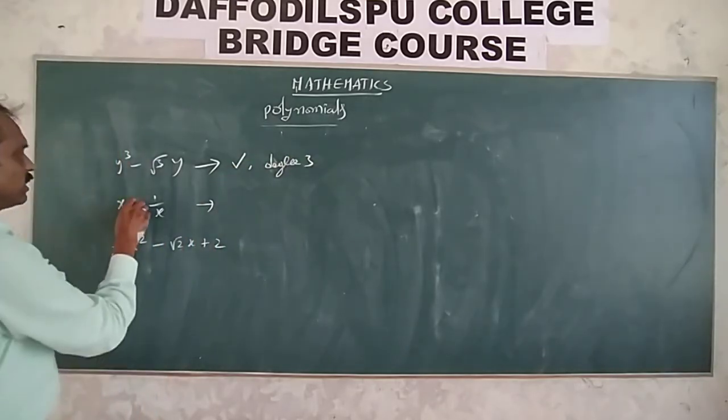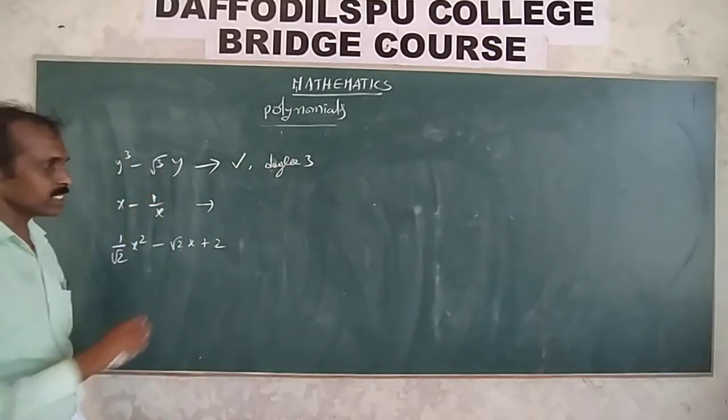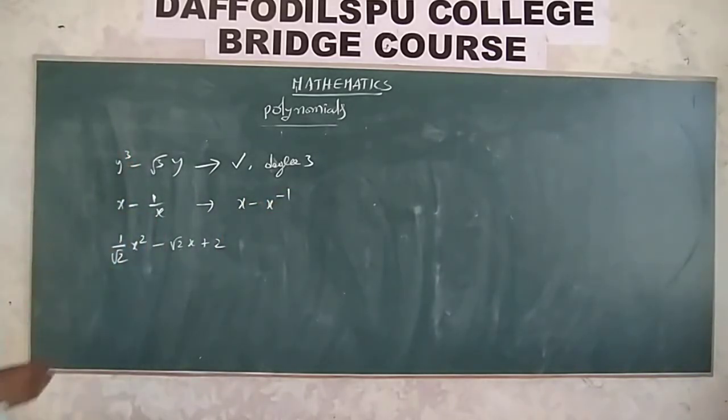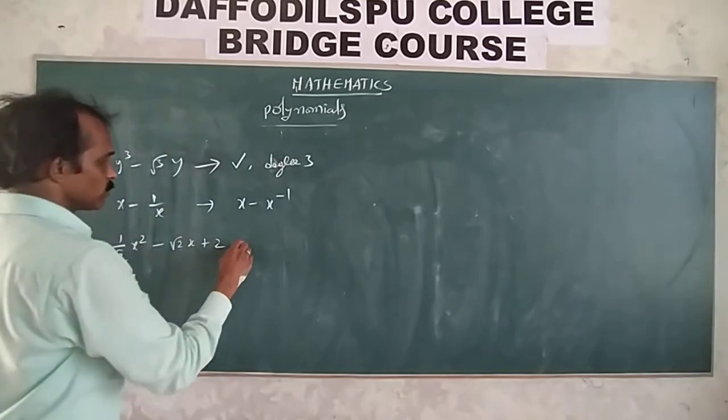In this case, x minus 1 by x, that is x minus x to the power of minus 1. It is not a polynomial. Its degree also is not possible to tell.